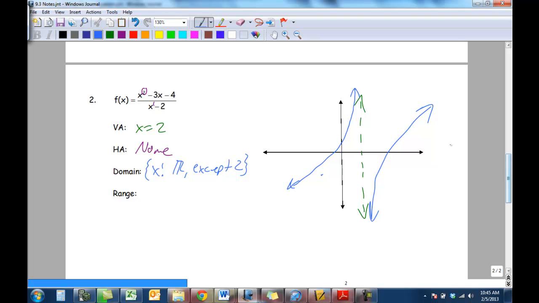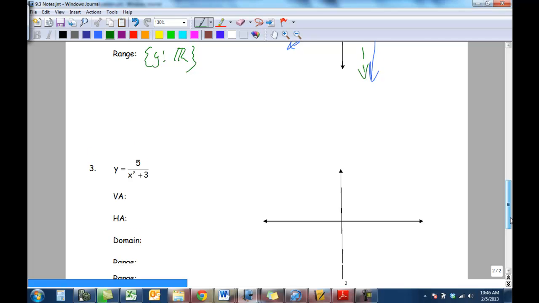Right? What about the range? Is there any y value that's not getting used by this graph someplace? This goes up forever. This one goes down forever. There's no weird place. So the range is flat out all real numbers. That's it. Everything for y gets used. All right, that brings us to the last example.